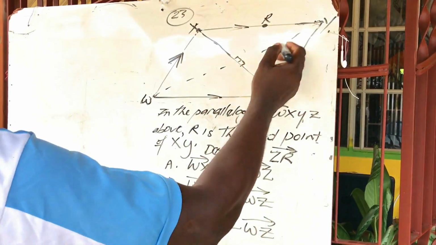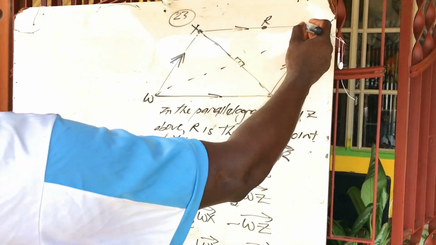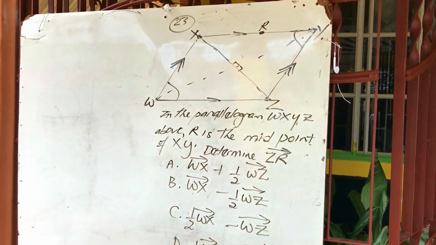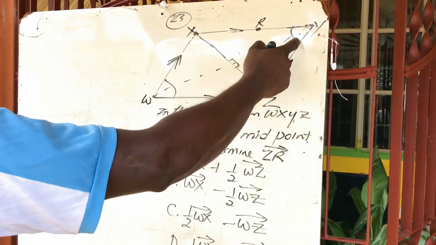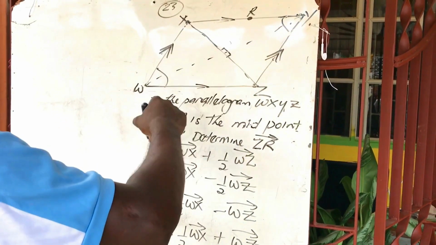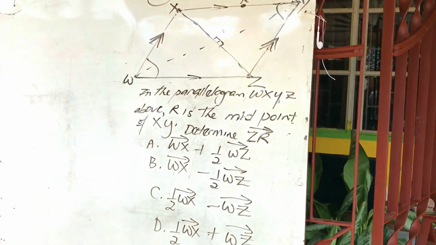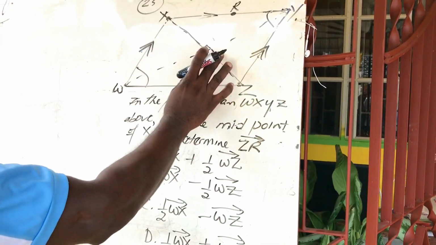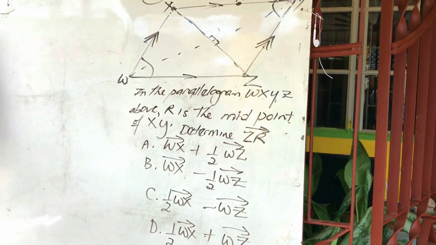Now, what happens with a parallelogram is that opposite angles tend to be equal, and the diagonal tends to actually bisect each angle right here. And also the 2 diagonals tend to meet at right angles.